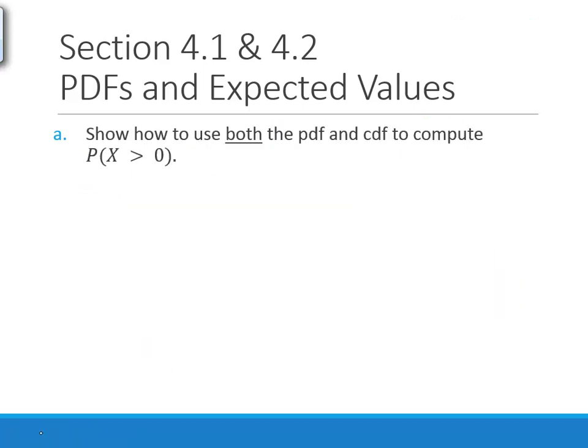Okay, we can use either one of these things to calculate a probability of interest. Let's think about how we can use both of them. Let's start out with the CDF. If I want to know the probability of x being bigger than 0, according to fact number 5 on page 2 of your chapter 4 notes, this is 1 minus the probability that x is less than or equal to 0, which is 1 minus the CDF evaluated at 0.